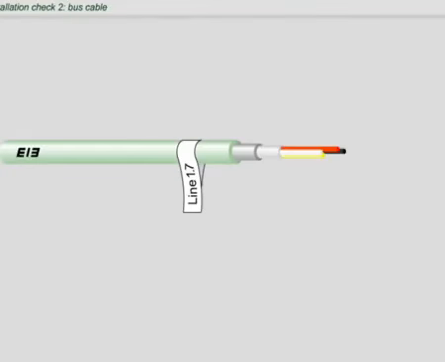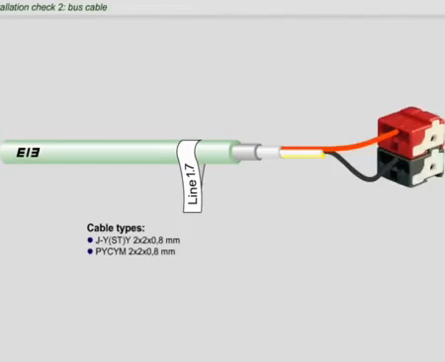All ends of the bus cables should be clearly marked, which is very important when different bus cables are installed together in one distribution board. The compatibility between the installed cables and the EIB KNX installations must be checked. Each cable must end at a bus terminal.